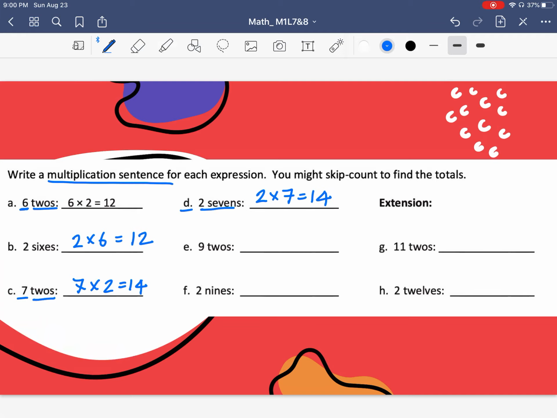Number E, 9 twos. So we're going to put the first number first, which is 9 times 2. Number F, 2 nines. 2 times 9, which is both 18. So here, third graders, I want you to understand that it doesn't matter which number comes first. As long as they have the same combination, then we know that the answer is the same. Okay, so let's move on.